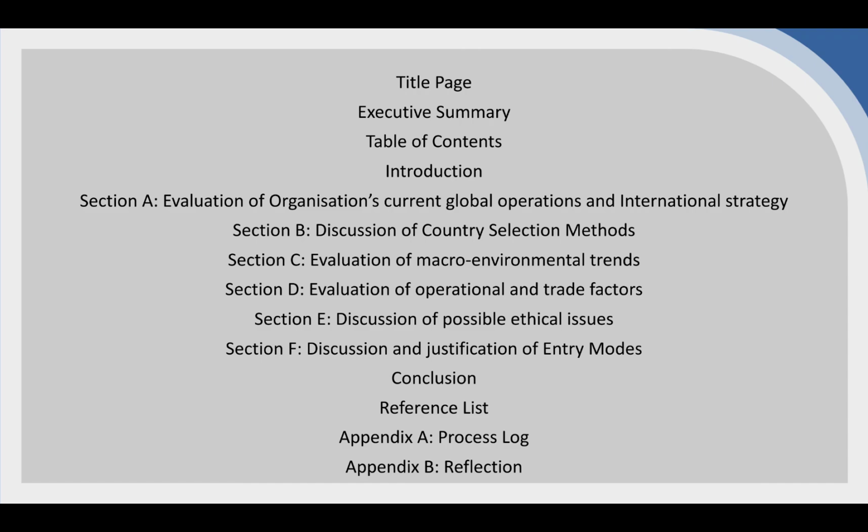Section C, evaluation of macro environmental trends. These are political, economic and social trends that you think are useful, and any broader issues that you think may be important for your recommendation as well. Whether it's legal risks, legal systems, or political systems you want to discuss, this would be the appropriate place for them. Section D, evaluation of operational and trade factors.